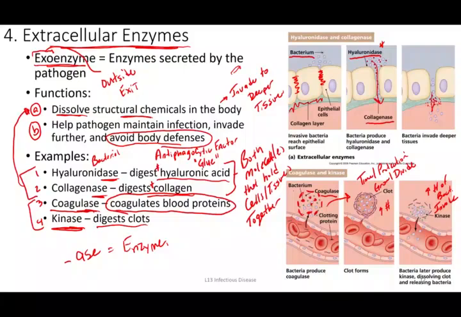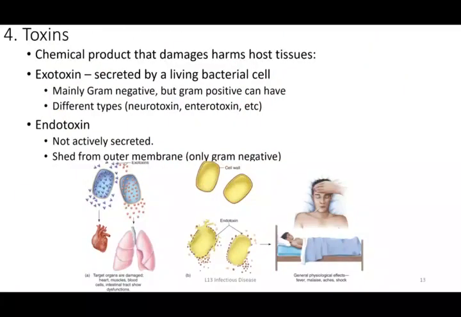Some allow the bacteria to invade, some allow the bacteria to potentially hide. Not all bacteria have each of these, but now you can start to see the list of these virulence factors: the more of them a bacteria contains, the more virulent it might be. So we have one more category, which is toxins. And just to differentiate what we said, toxins are going to be some chemical product of a bacterium or of a microbe that's going to lead to damage or harm of host tissues and host cells.